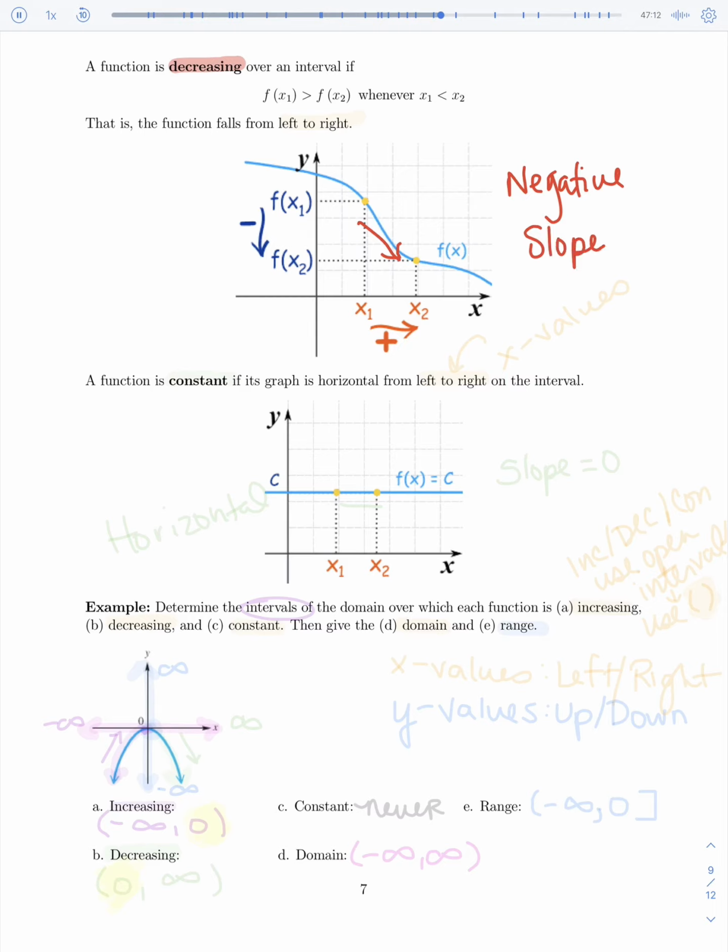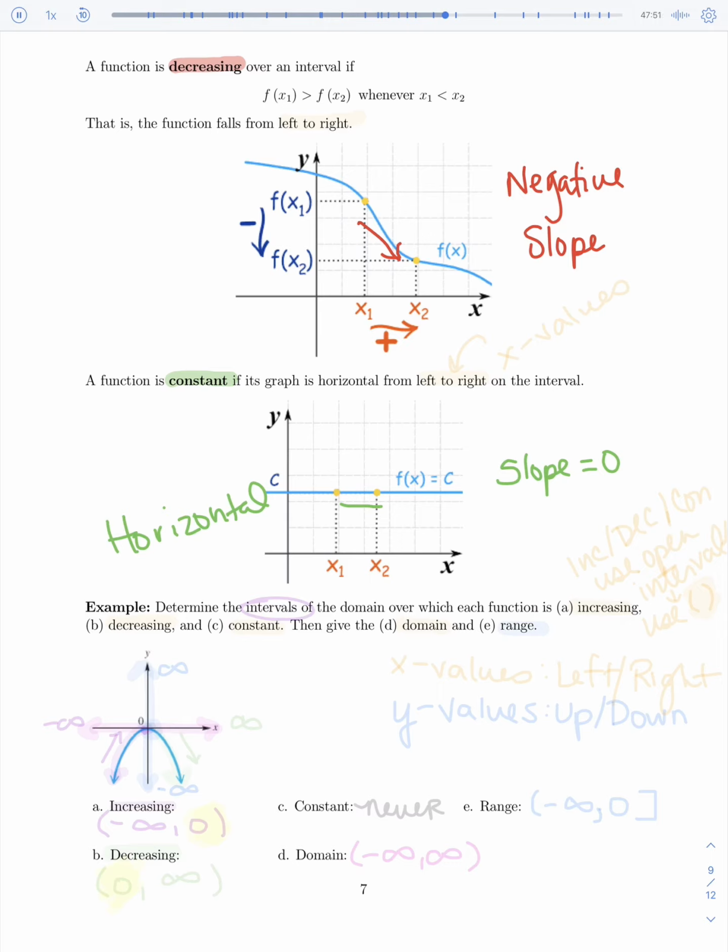And lastly, a function is said to be constant, meaning it's not increasing and it's not decreasing. It's constant if its slope is 0. Meaning it's not going up, it's not going down left or right, it's just a flat horizontal line. So if you have a horizontal line, its slope is 0, which means your graph is constant. It's not changing. It's not going up and it's not going down.